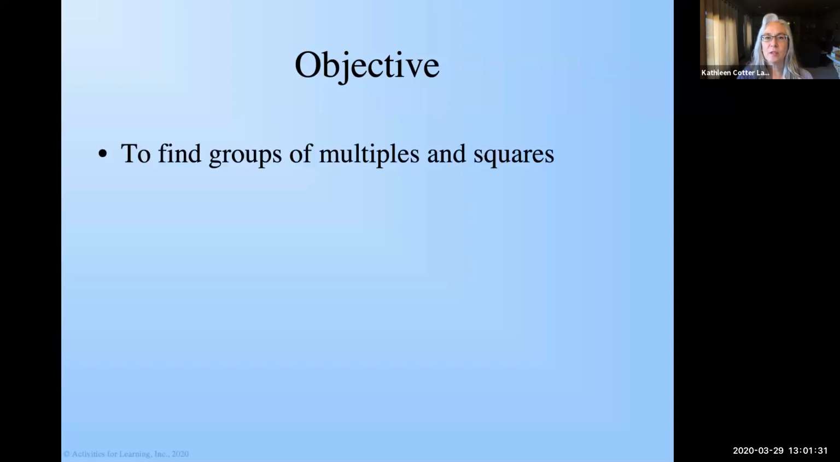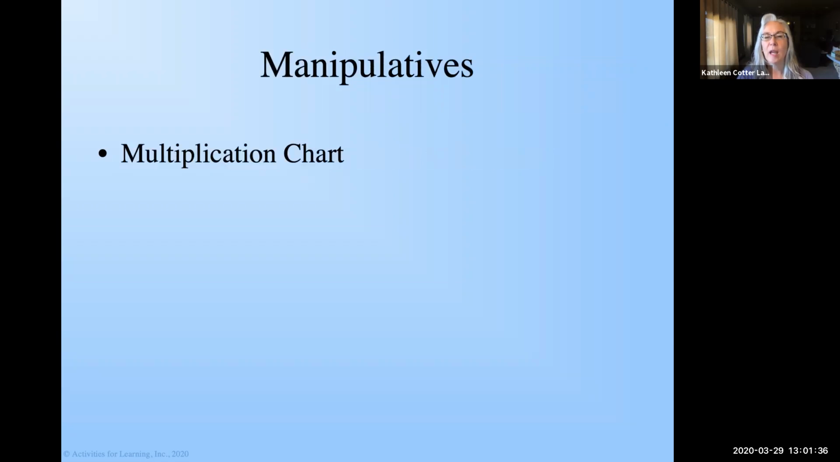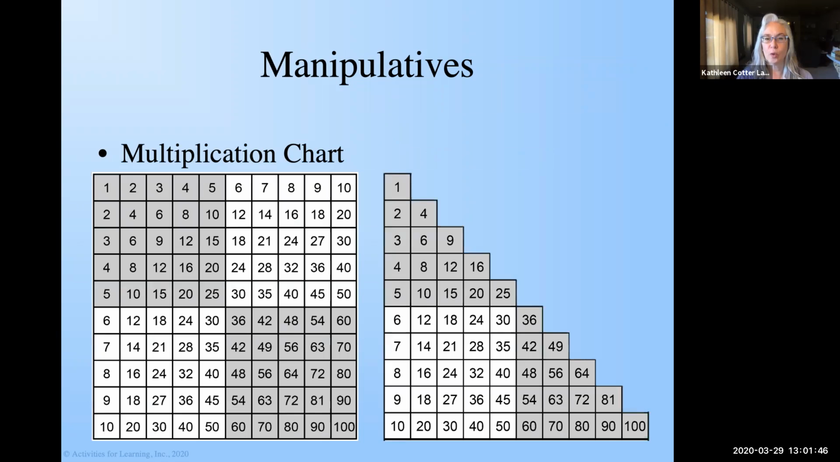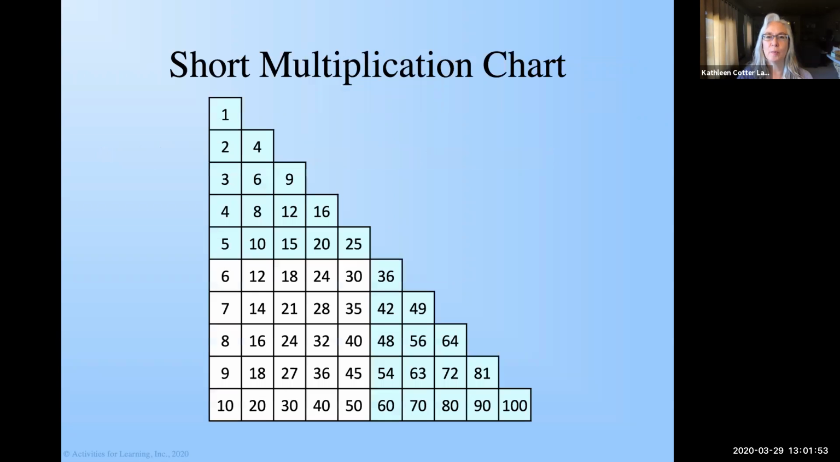The objective of this game is to find groups of multiples and squares. And for a manipulative, to help a child who's maybe not that good with their multiplication facts, use a multiplication chart, whether it be the full chart or the short multiplication chart. Now, some of you are looking at this and going, what's a short multiplication chart? Let me show you. So here it is. What we've done is we've gotten rid of any duplicate numbers. We've also shaded it so that it's very easy to see without counting where a group of 5 is.